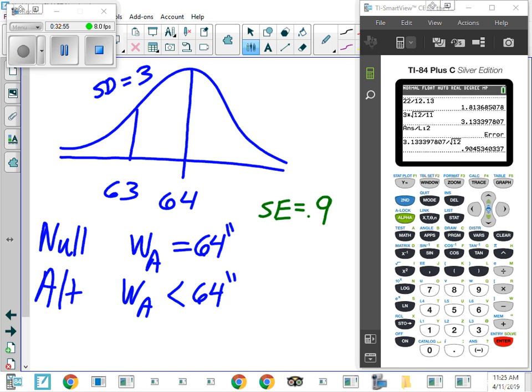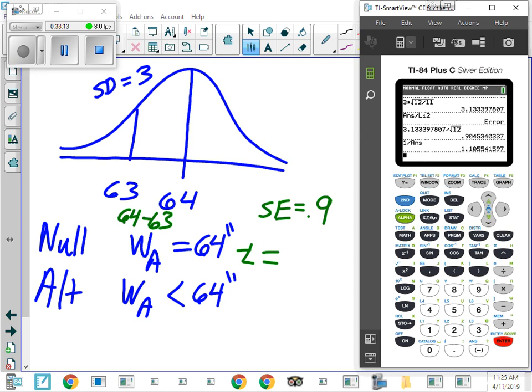Do I need to change that into a percentage? No, because these are averages. Okay, so my t-score is going to be 64 minus 63, and then I divide that by 0.9. So 1 divided by the answer, I get a t-score of 1.11. And it's actually negative, but the t-table only deals with positives, so we're just going to pretend that's positive.